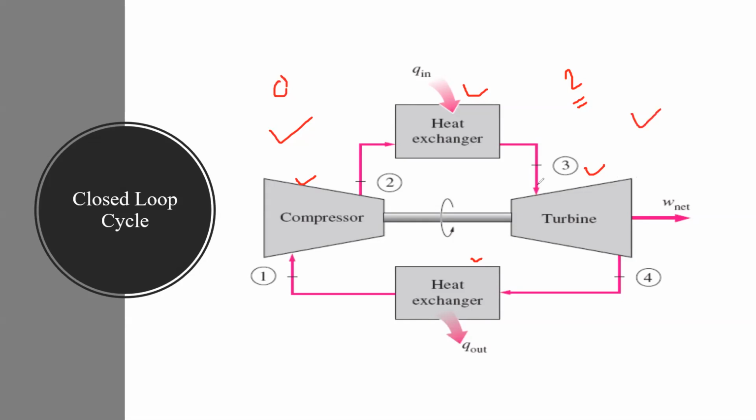Now let's understand the working of this gas turbine power plant. As you see, at the compressor we extract some air from the atmosphere, and this air is filtered by the filter.